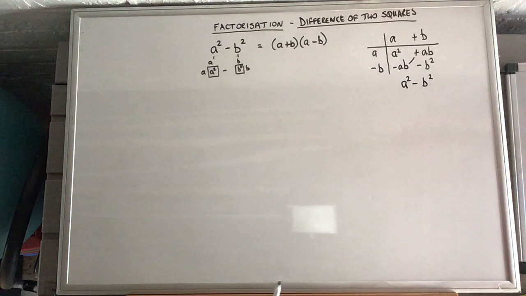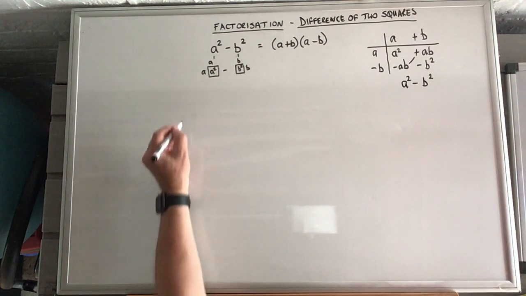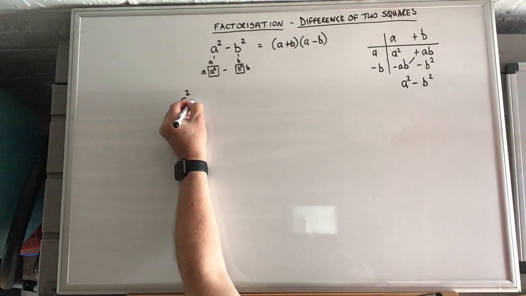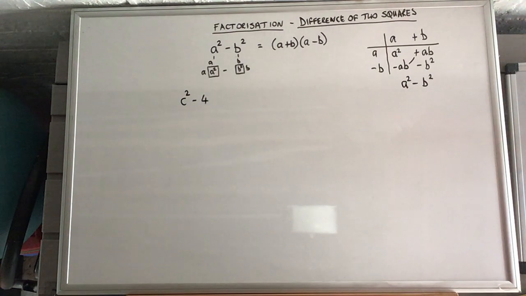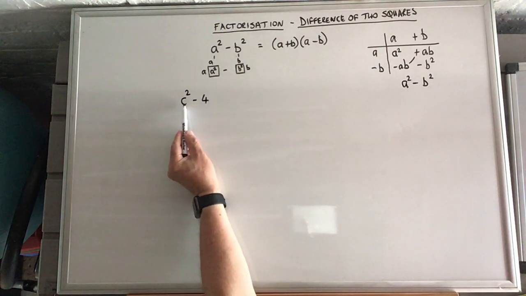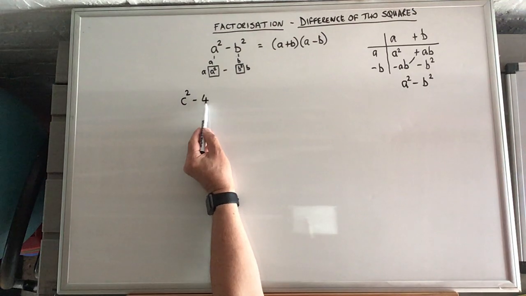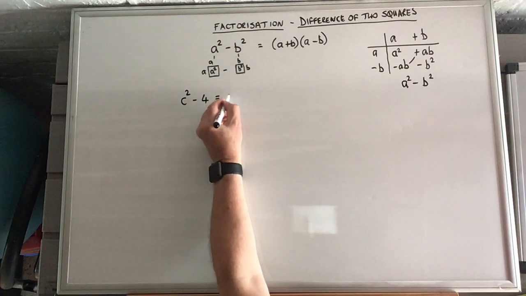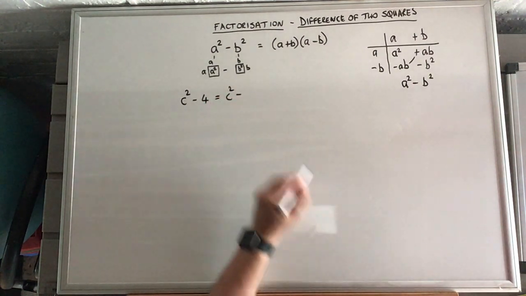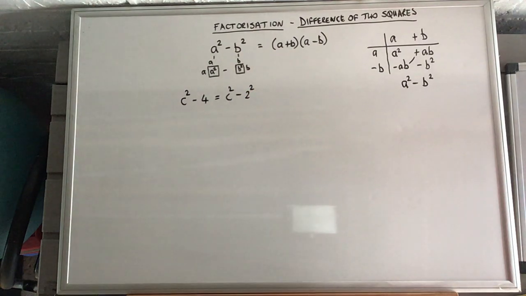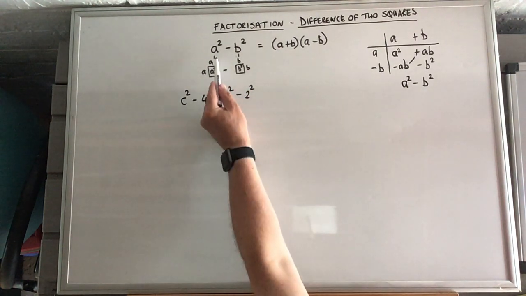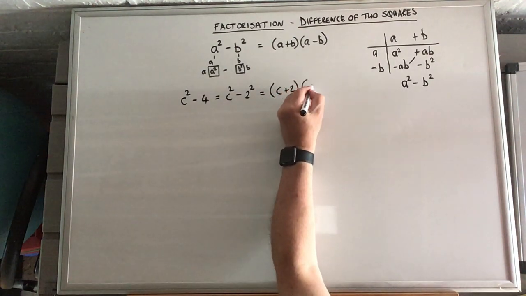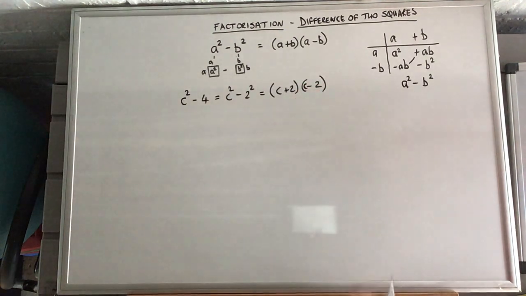So here's an easy example for you. Let's try C squared minus 4. Now, that's a square number, but it's not a square term yet. It's not quite in the same format, so we have to slightly rearrange it. Well, 4 is the same as 2 squared, 2 times 2 is 4. So we've now got the right format, and we just write down C plus 2, C minus 2. That's it.